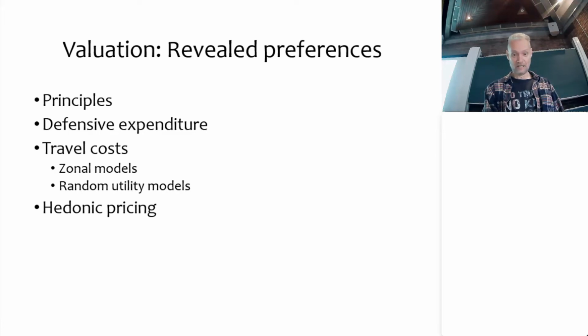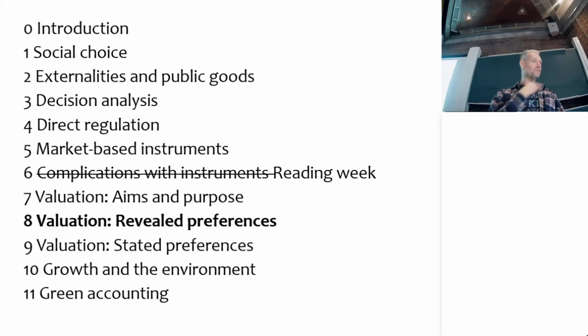This is where we are in the sequence. We're beginning to approach the end. Last week we talked about what is value, what do people historically think about value, and what is the aim and purpose of monetary valuation. And then this week and next week we're going to talk about how to do it. This week, as I said, revealed preferences. Next week, stated preferences. So that's where we are.